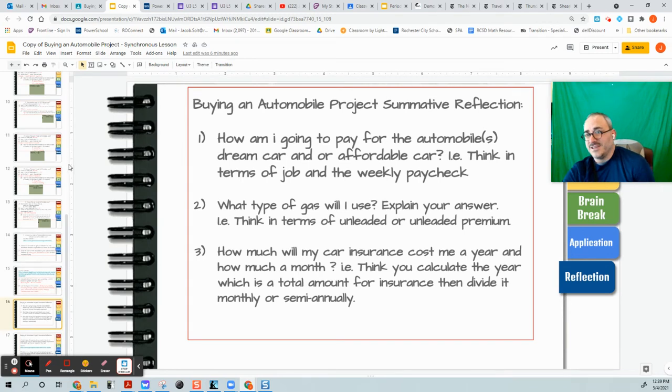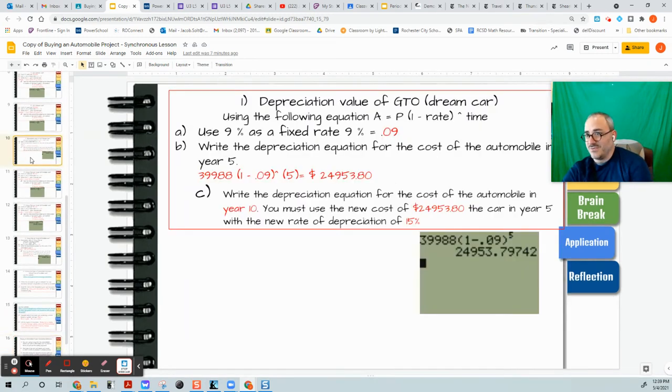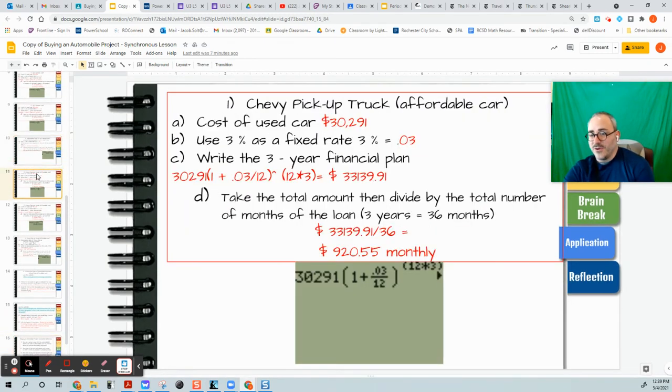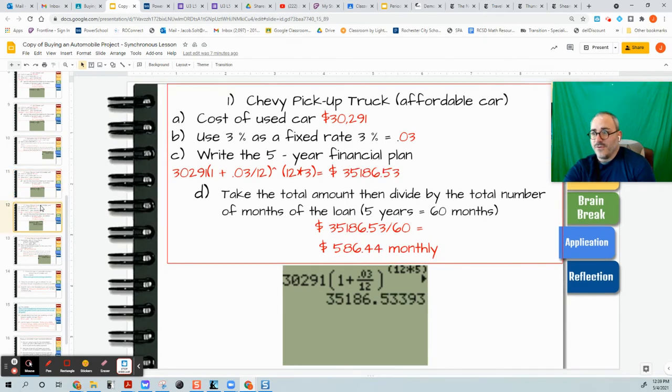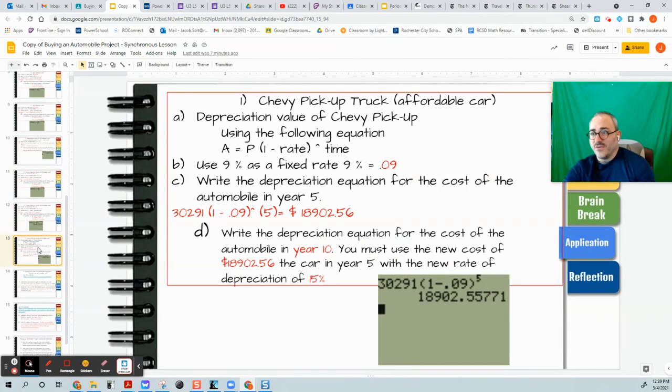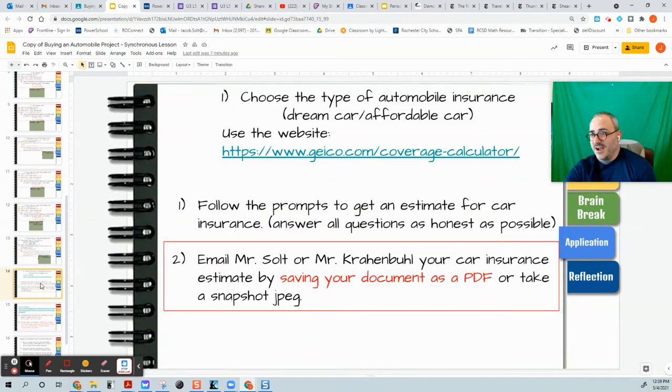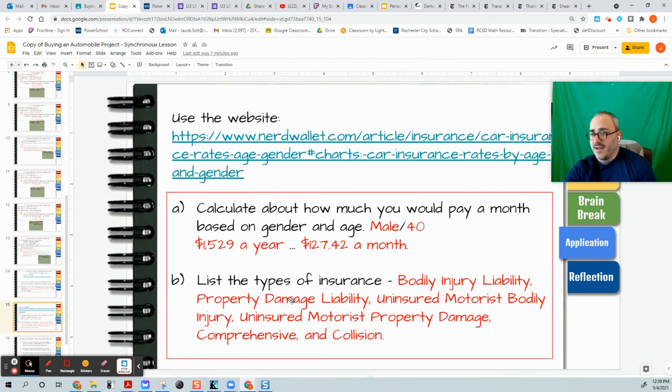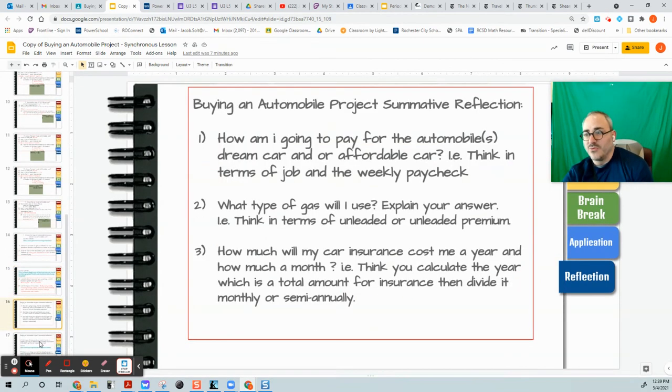Okay, so that's Thursday. So I just described Thursday. So let's just review Thursday again. We're at affordable car, 3-year plan, affordable car, 5-year plan, affordable car depreciation, insurance for either one of these cars. How much you're going to pay for month insurance, what kind of insurance you're going to get. That's Wednesday and Thursday. Wednesday and Thursday, get that much done. And then on Friday, you only have 2 more slides left.